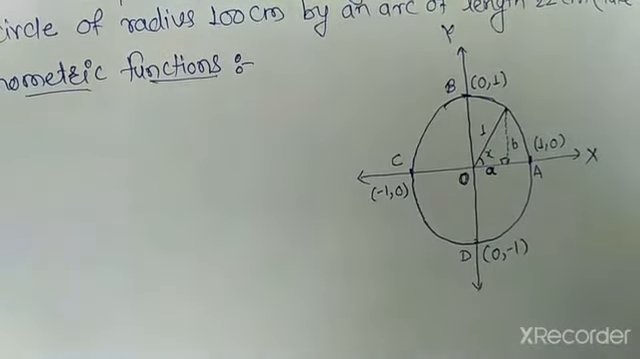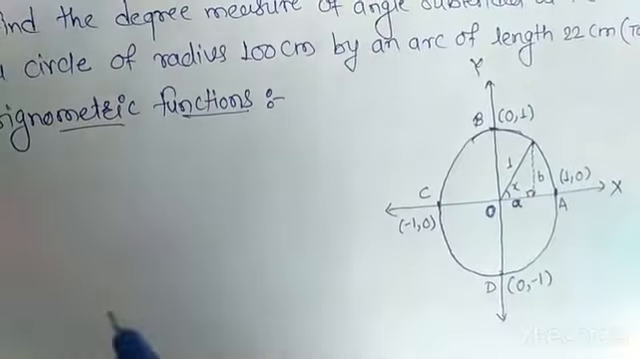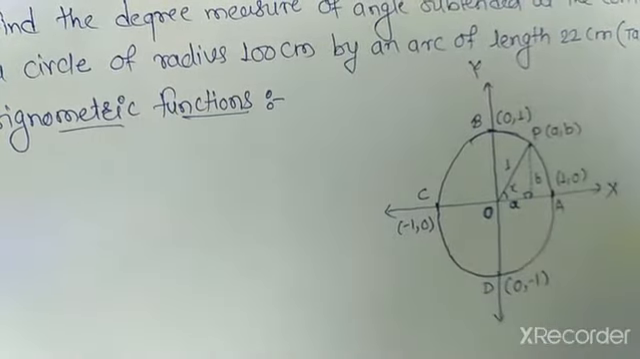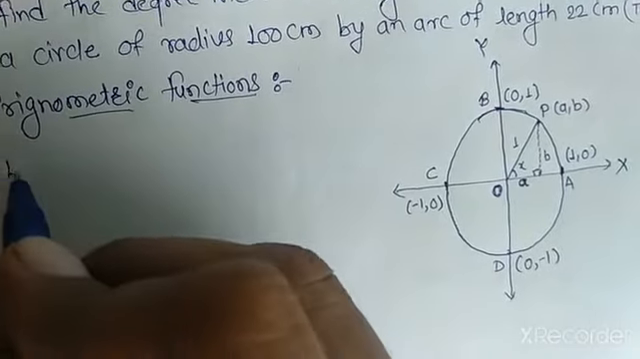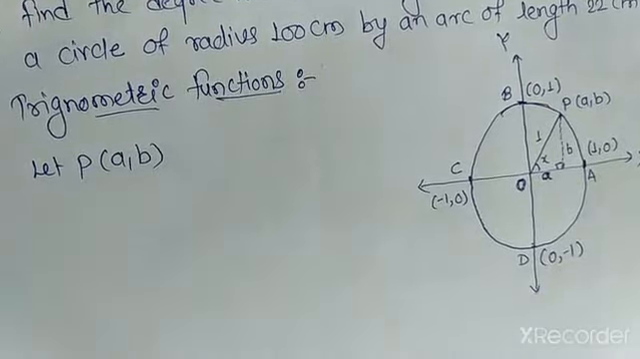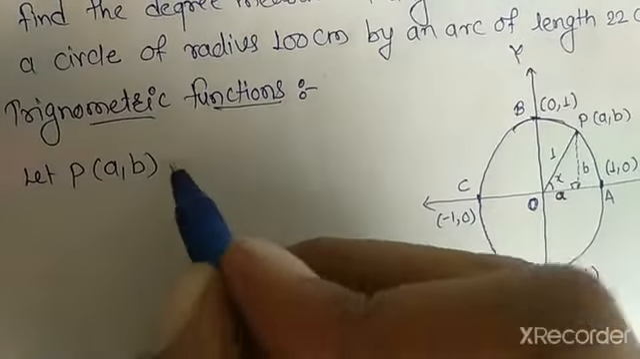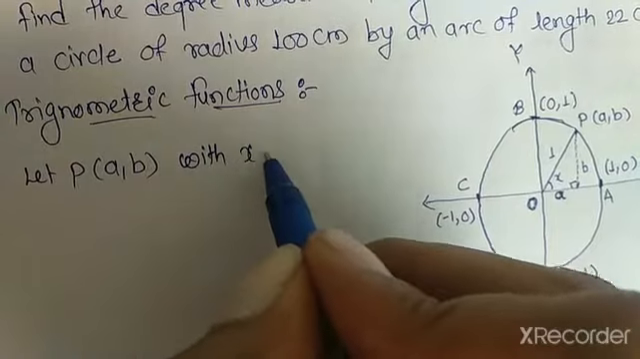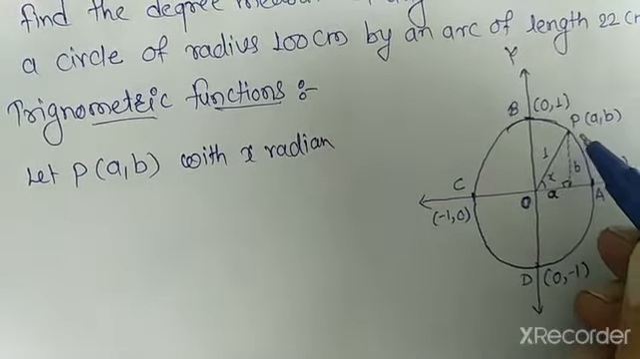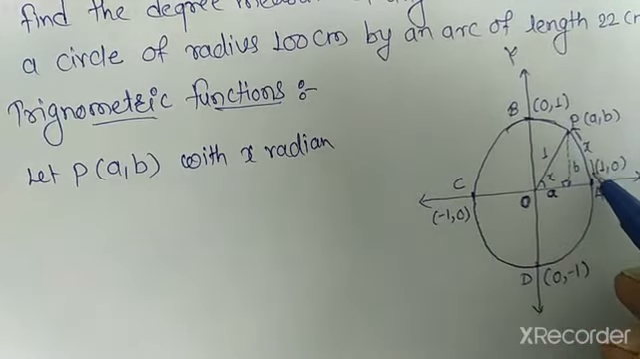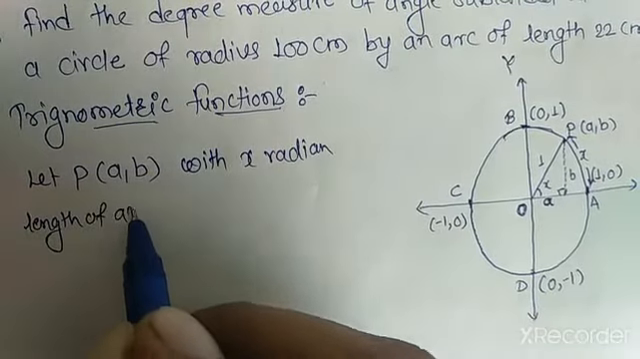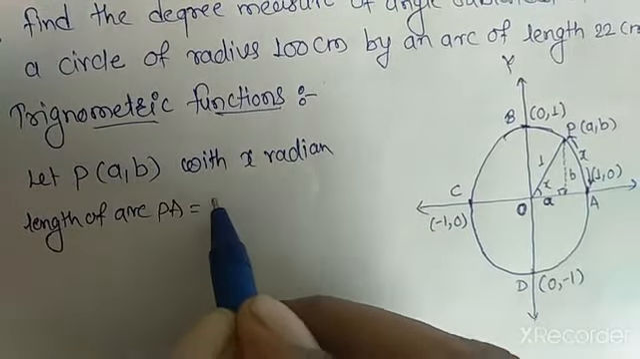Okay, so this point P as (a, b). That means we have considered point P on a circle, with angle x radian. The distance from P to A, the length of arc PA, is equal to x.